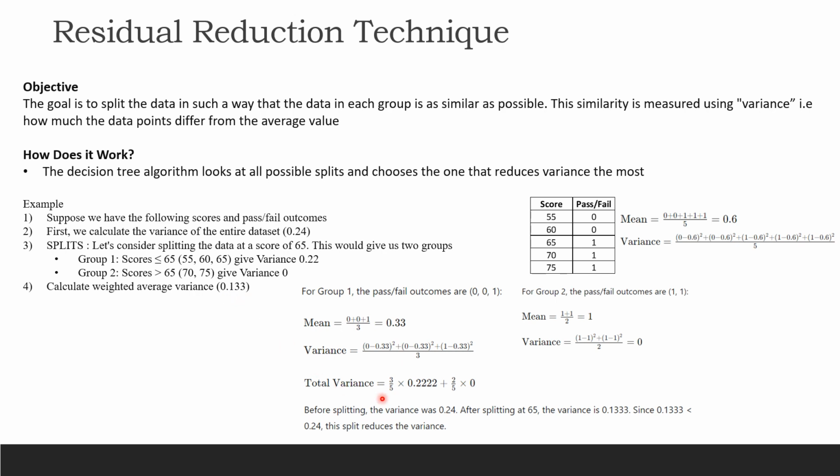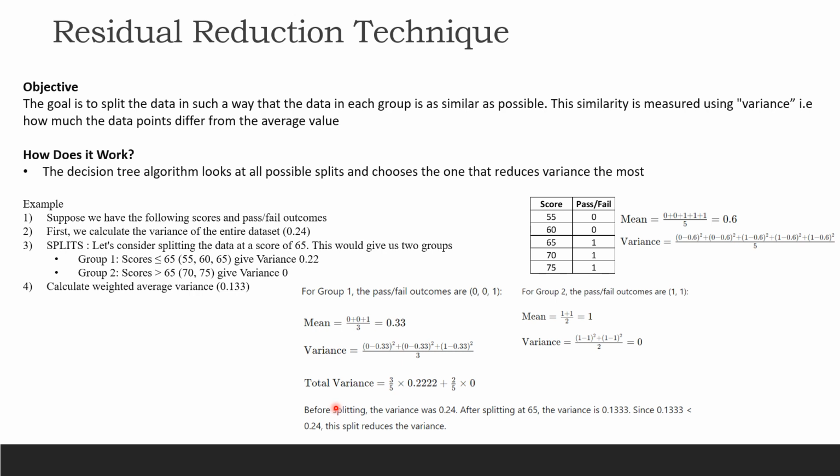And before the split, the entire data set had a variance of 0.24. Now the variance of this data is decreasing. It is converging towards a central value, so we have more homogeneous data. The data is not here and there. It is more centralized. We have homogeneous data. So it is a good split.